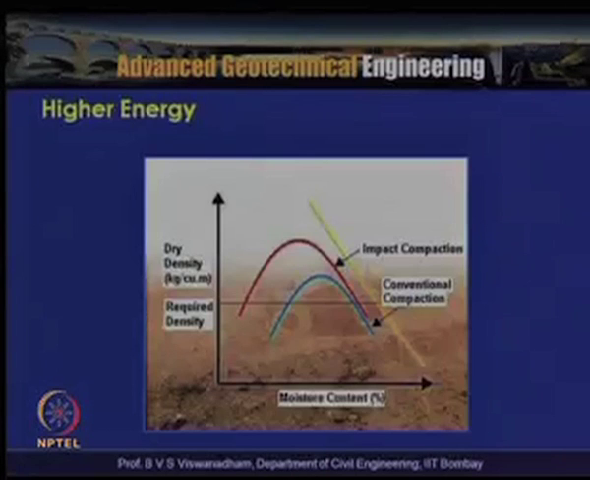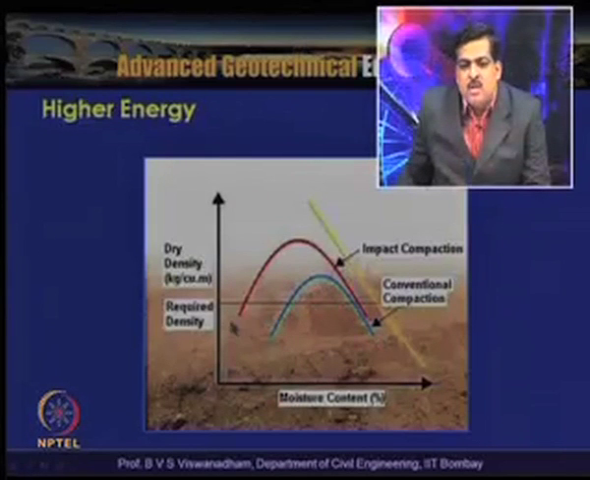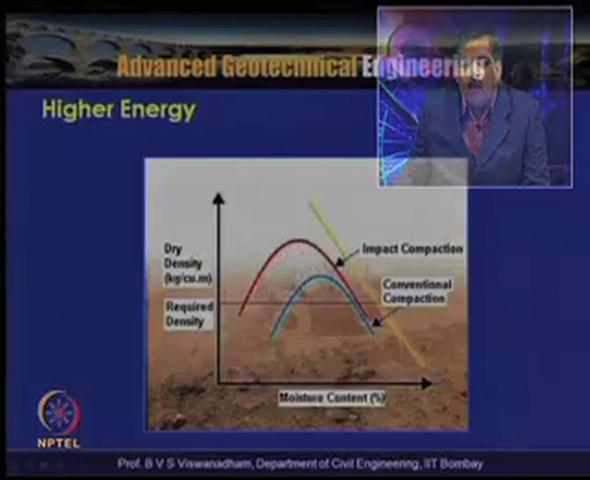Here it is shown in this slide. This is with conventional compaction and this is with impact compaction. What can be seen is that impact compaction induces a higher amount of compaction. The densities achieved are high, and this is found to be especially significant when we compact on the dry side of optimum.